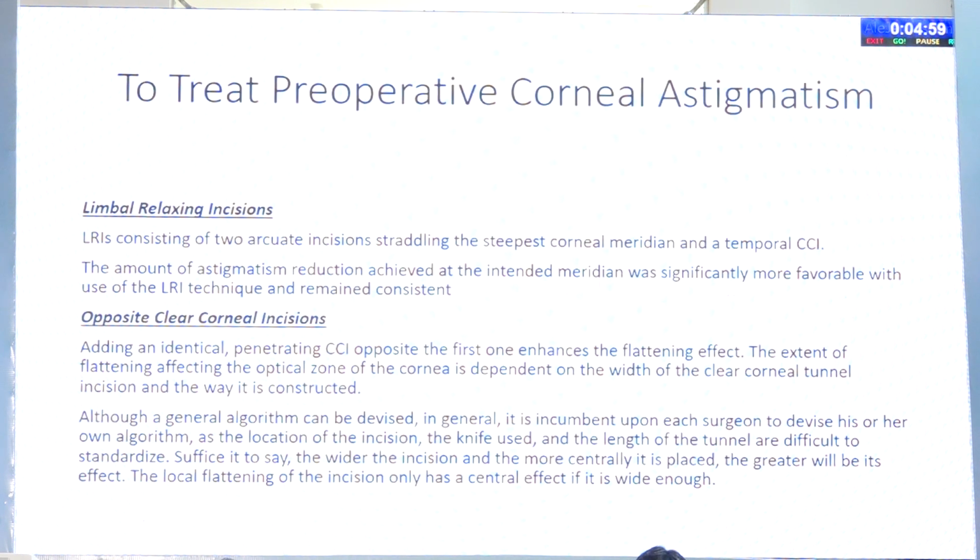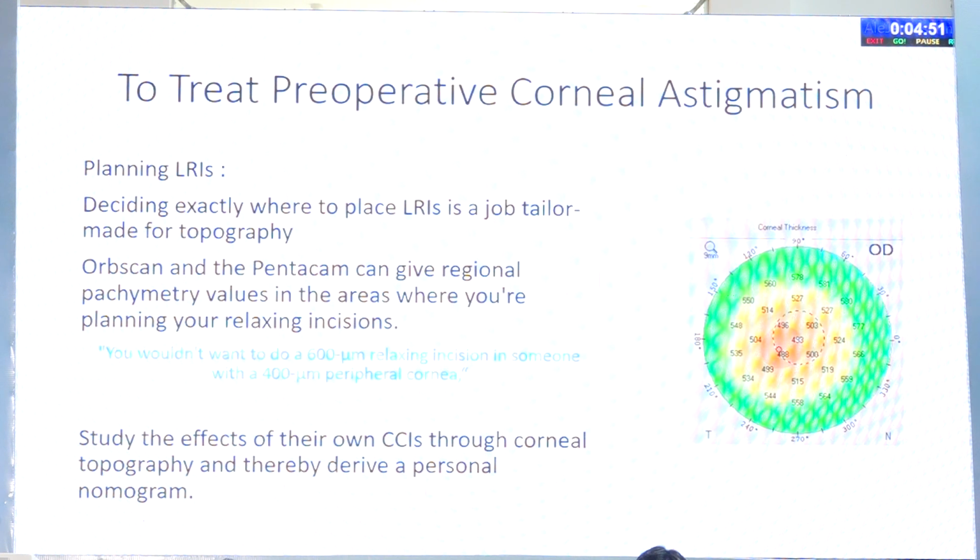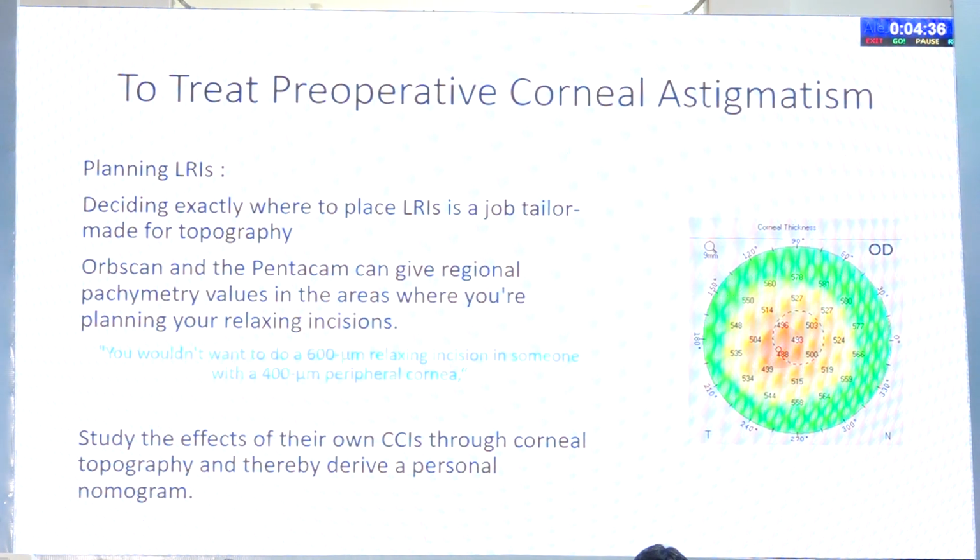So when you're planning an LRI or a corneal incision, the first thing is to plan where to make the incision. You need to know the thickness of the cornea at the periphery where you are making the incision, because if you're planning a 600 micron LRI, you cannot do it when the cornea is 400 microns. So knowing where to place it and the depth of the incision depends on your topographic values.